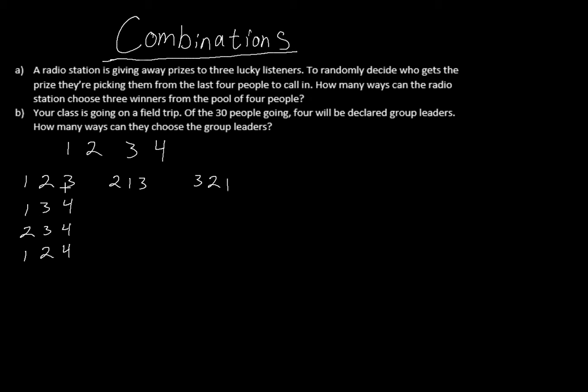It doesn't matter who gets the first prize, who gets the second, and who gets the third. With permutations, the order mattered. But for combinations, the order doesn't matter. These don't count as unique solutions. So a combination, the key to it is that the order doesn't matter.